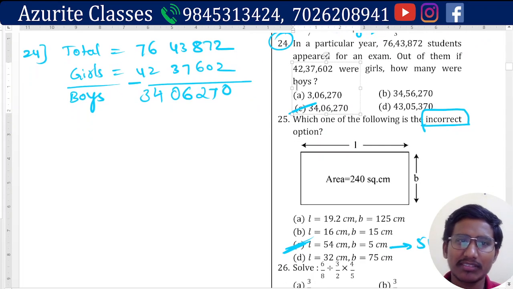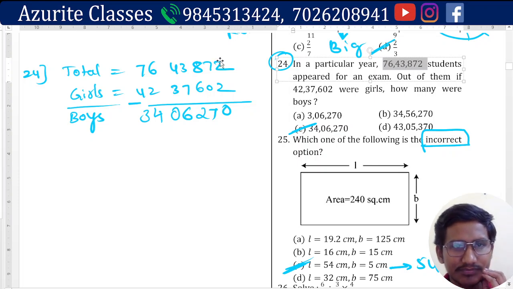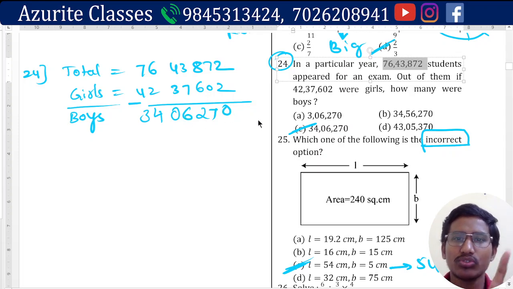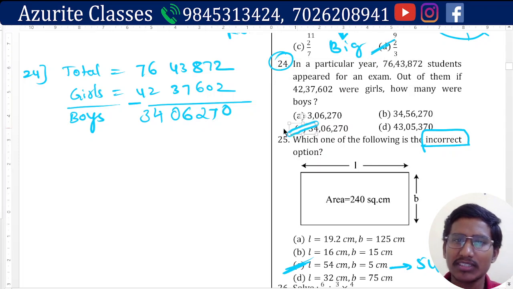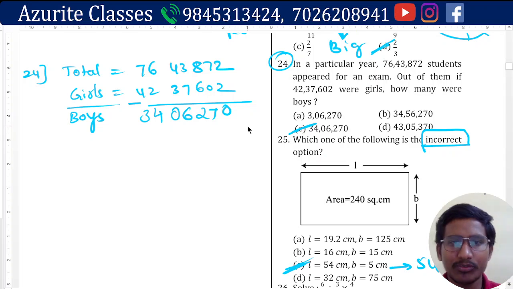Then how many were girls? That is boys. So we have to find it. The total is 76 lakh. In that, girls are 42 lakh something. Boys will be, you have to subtract it, right? If you subtract, you will get 34 lakh 6,270. So that is the answer, option C. Okay, if it is not correct in your question paper, change the option and write it.